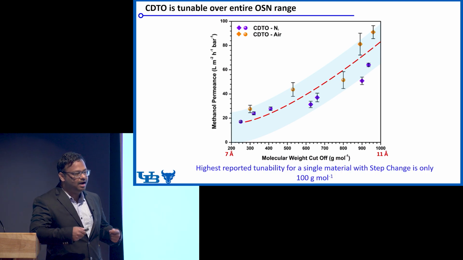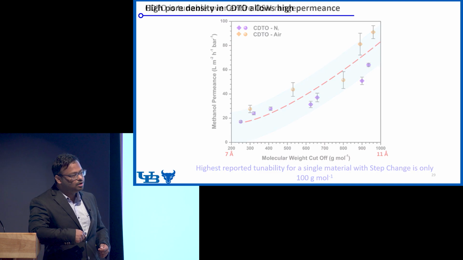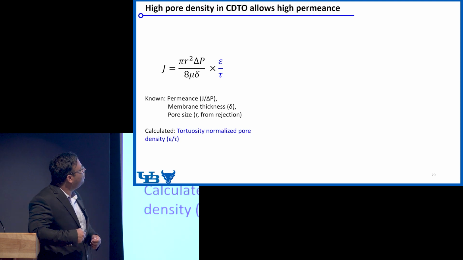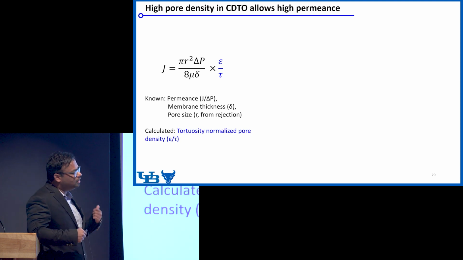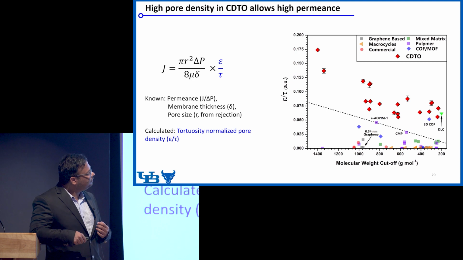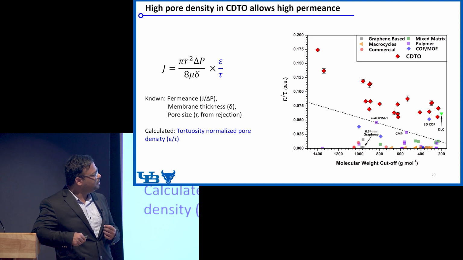So why do we have high permeance through the membrane? Again, we go back to the Hagen-Poiseuille equation. For this equation, we know all the terms in the equation. So given all the terms we know, we can actually calculate this epsilon by tau, which is the tortuosity normalized pore density. And we found that the tortuosity normalized pore density of our material is significantly higher compared to the materials already existing in the literature for this kind of material.